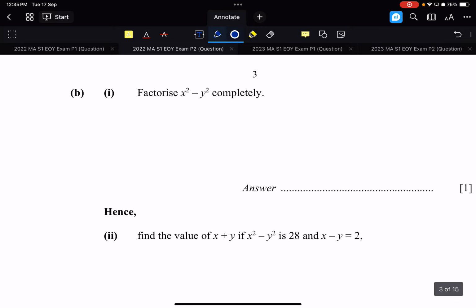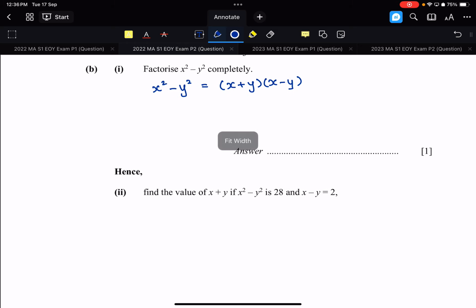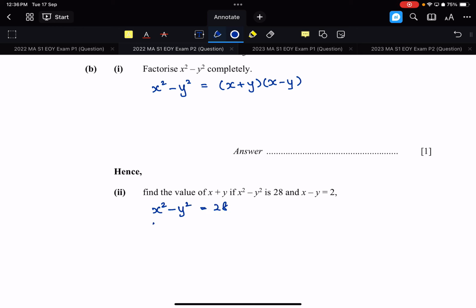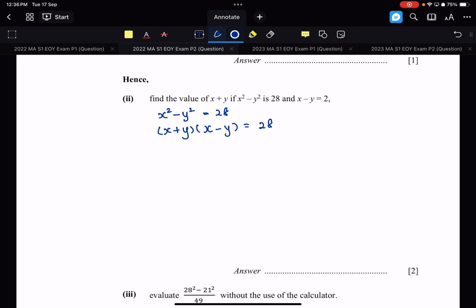Factorize this completely. This one uses the special identity again. So this will be equal to (x + y)(x − y). Right? Hence, find the value of x + y if x² − y² is 28 and x − y is 2. So what we have here is x² − y² equals 28. So (x + y)(x − y) equals 28. And we know that x − y is 2. So (x + y) times 2 equals 28. That means x + y is equal to 28 divided by 2, which is 14.